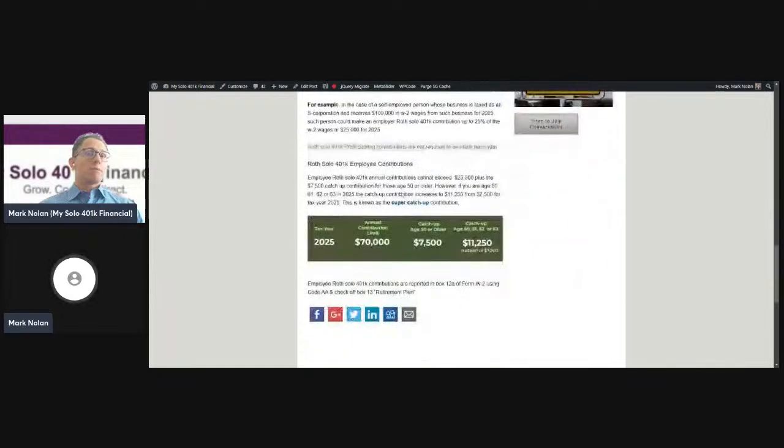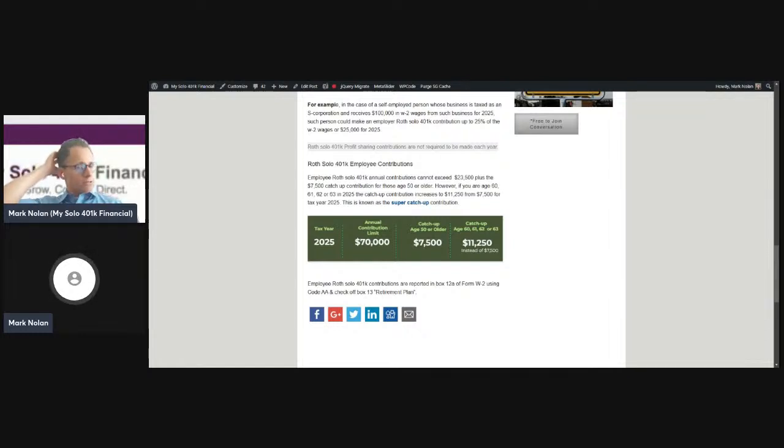Okay, let's now talk about employee Roth solo 401k contributions. So employee Roth solo 401k contributions are not percentage based like employer Roth solo 401k contributions are. For example, for tax year 2025, the maximum employee Roth solo 401k contribution for those under age 50 is $23,500.